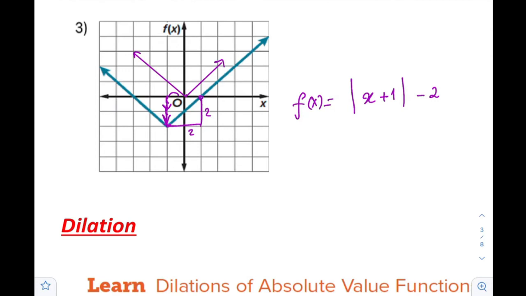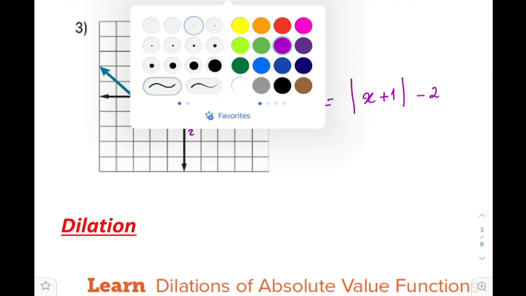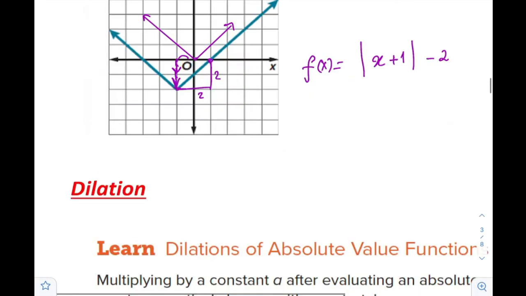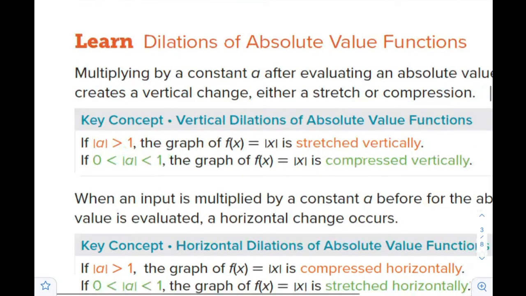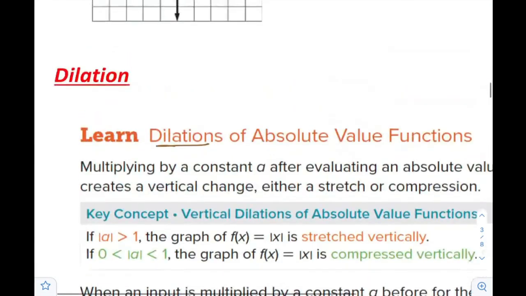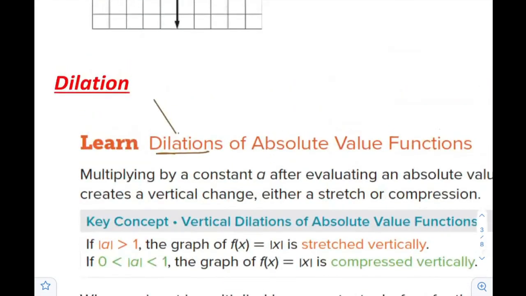This is the absolute value function. Moving now to part 2, which is dilation. Learn dilation, and the dilation usually means either vertical dilation or horizontal dilation. Vertical or horizontal. The vertical has compression and stretching, and for the horizontal, same thing, compression and stretching.